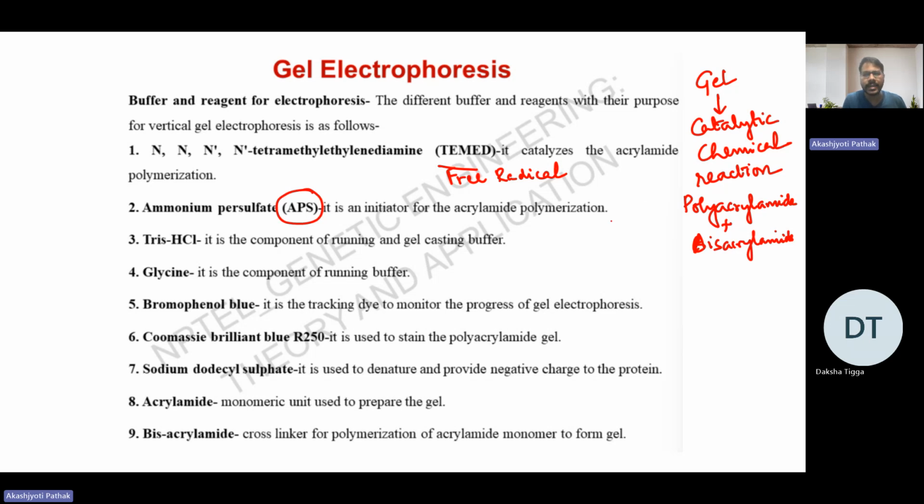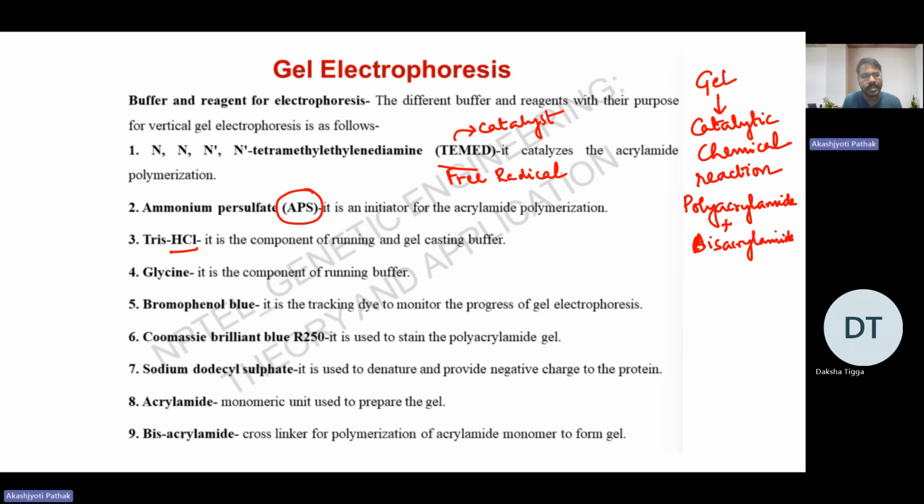Now the catalyst. For a chemical reaction, you also need a catalyst. So who is the catalyst? That is TEMED, tetramethylethylenediamine. So this is the catalyst that will fasten your reaction. That will make your reaction faster. And what is the Tris-HCl? The function of Tris-HCl is that it is providing a particular pH to the gel.